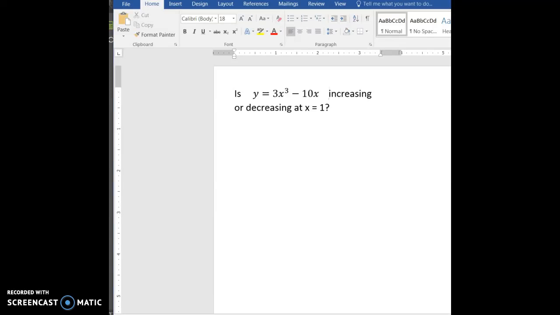Is y equals 3x cubed minus 10x increasing or decreasing at x equal to 1? Well, if we had a graph, it would be easy to see what it's doing. But let's say we don't have a graph. How do we use our calculator to find this?